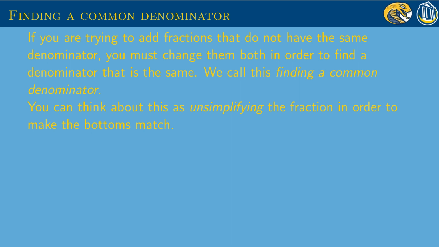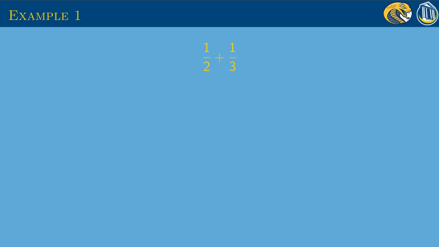Specifically, if we're trying to add fractions that don't have the same denominator, we have to change both of them to make the denominator the same. This process is called finding a common denominator, and we can think about it as unsimplifying a fraction in order to make the bottoms match. To be clear, anytime we're adding or subtracting fractions, we always need the denominator to be the same. So how do we do that? Well, let's learn by looking at this example.